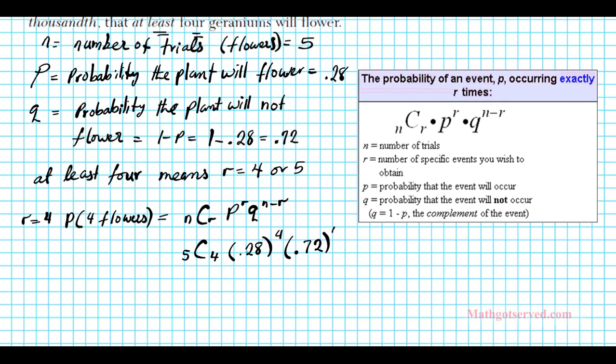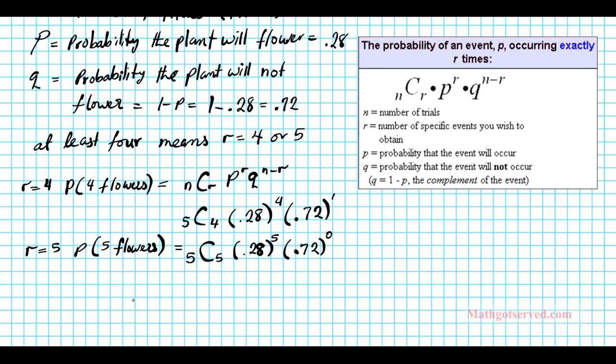We also have to consider R equals 5, which is the probability that 5 of them are going to flower. Basically, everything flowers. If everything flowers, that means none of them do not flower. Okay? So in this case, we're going to have 5 choose 5. And then the probability that it will flower is 0.28. R in this case is 5. We desire 5 of them to flower. And then 0.72, the probability that it doesn't flower, is going to be raised to 5 minus 5, which is 0. Okay? So, since we're doing the probability that 4 flower or the probability that 5 flower, you have to remember that this word or means you're going to add the probabilities. Anytime you see and, that means you multiply probabilities.